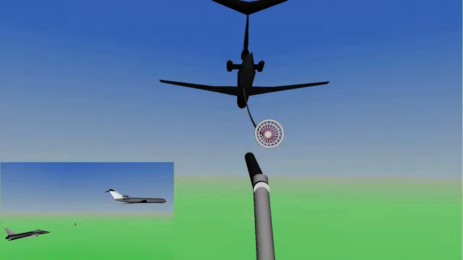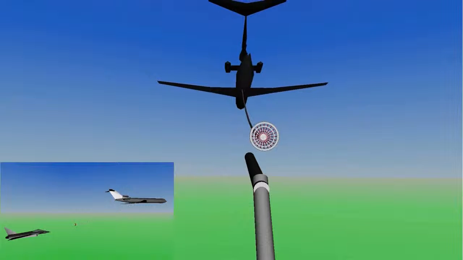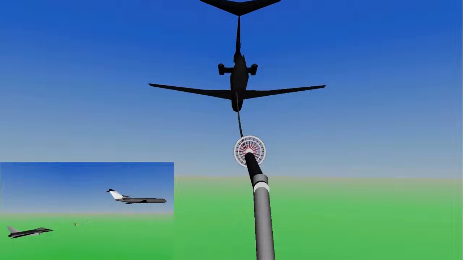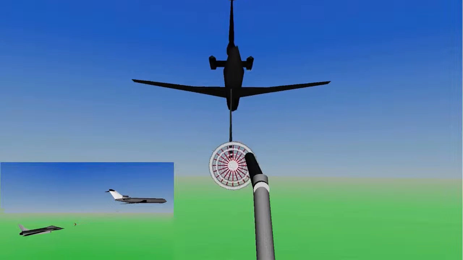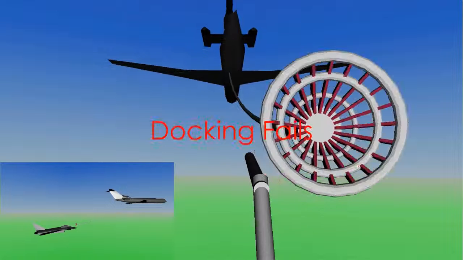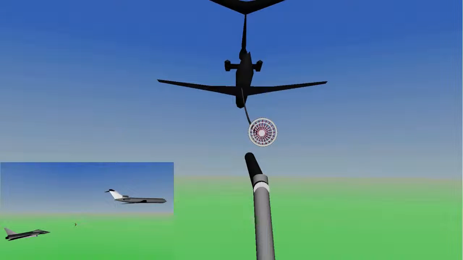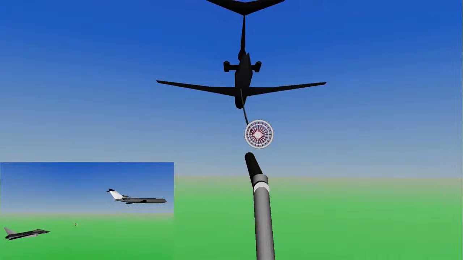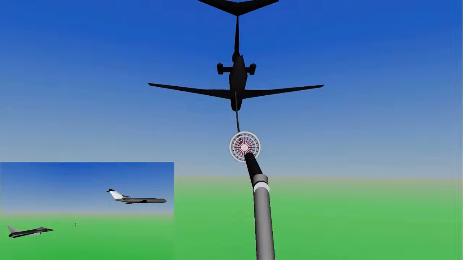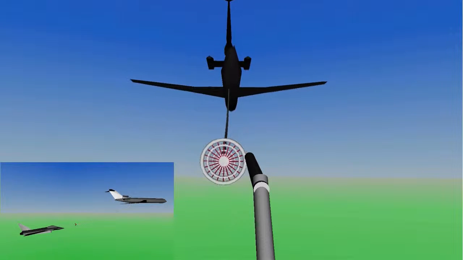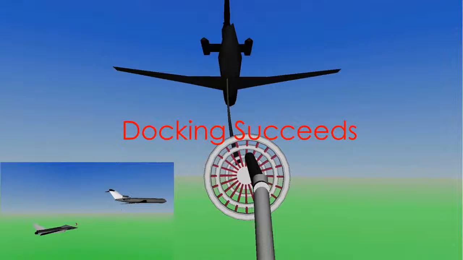This is the second docking attempt. Because of the existence of the uncertainties and disturbances, the probe doesn't capture the drogue, so the second docking attempt also fails. This is the third docking attempt. By learning from the last docking experience, the probe captures the drogue in the end. So the third docking attempt succeeds.